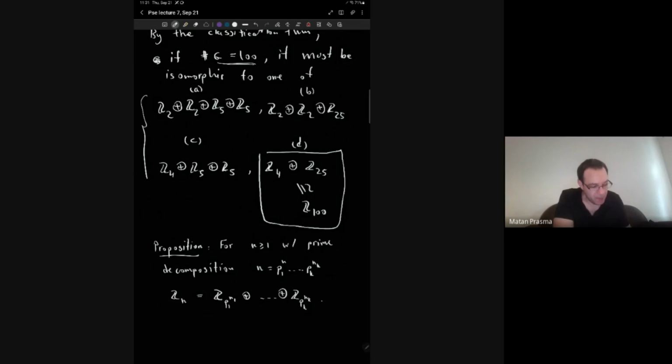And the proof is very easy, because once you can do it for two factors, you can just repeat it. So write, let's say, m is equal to p2 to the n2 times up to pk to the nk.